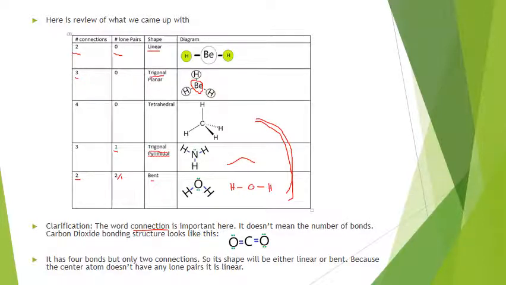Now, a clarification about this word connection. This word connection tells me the connectivity between atoms. So, for instance, this carbon here has two connections to it and no lone pairs, so this would be linear. It has two connections, two lone pairs. So the connections can be more than just one.